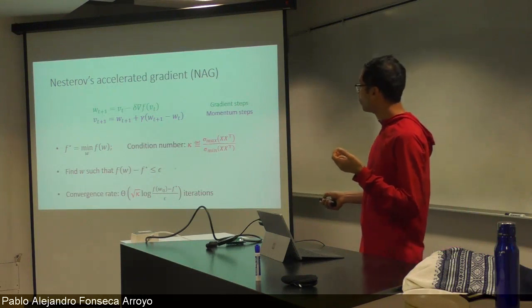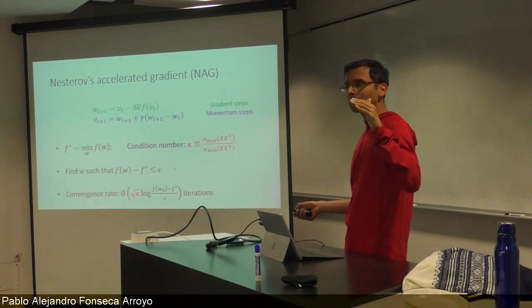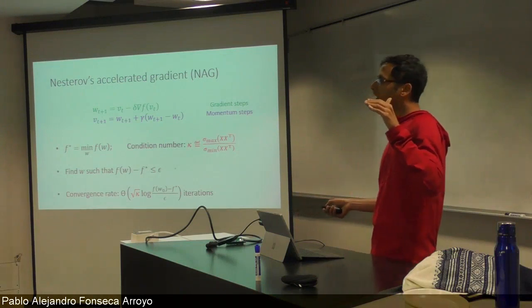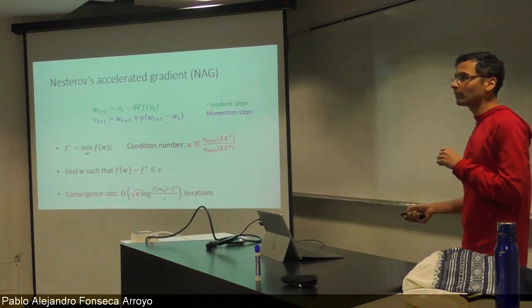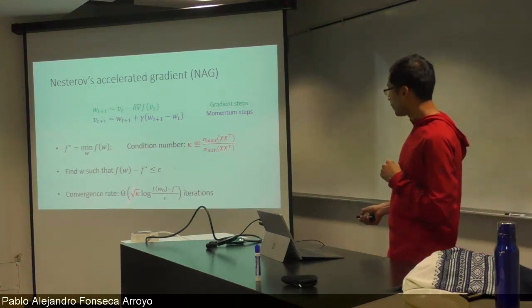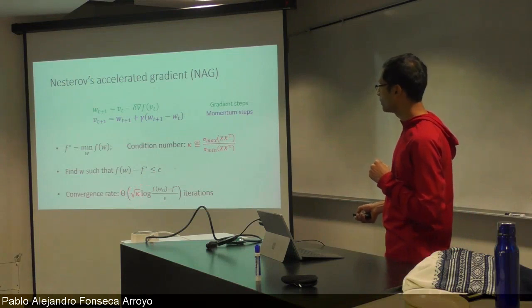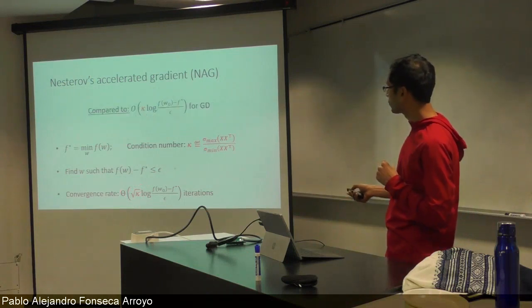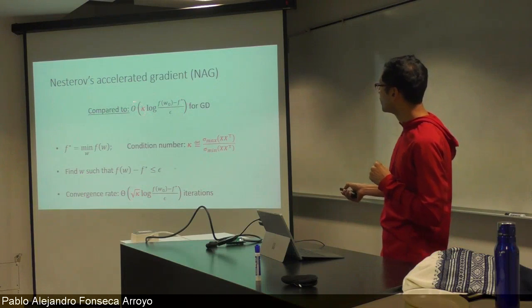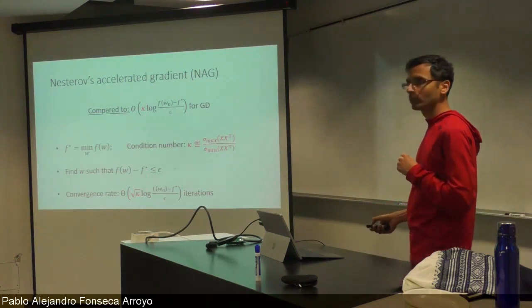So in terms of per iteration cost, the amount of time taken to implement one iteration of Nesterov's accelerated gradient is pretty much the same as the amount of time taken for one iteration of gradient descent. However, the convergence rate, meaning the number of iterations required, turns out to be square root of condition number rather than a linear dependence on condition number that we had for gradient descent. So for gradient descent we had this linear dependence on condition number, whereas for accelerated gradient descent we have the square root of condition number.